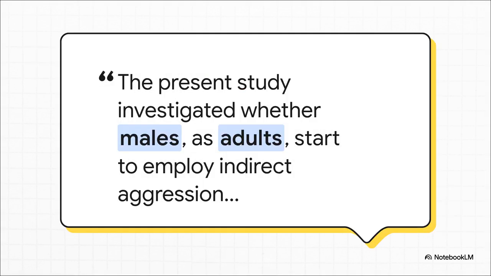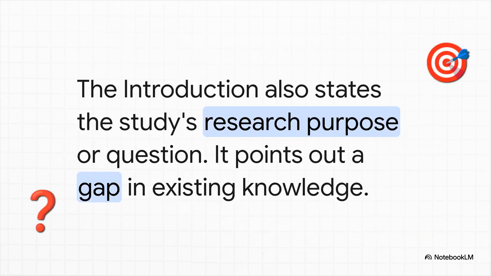Now, after giving us that background, the abstract tells us exactly what this particular study is about. It's pointing out something that we don't know yet from previous research. This sentence is also part of the introduction, but it has a different function. It states the specific research purpose or question. So it asks, does the pattern of aggression from the teenage years change when people become adults? This is the central question the study wants to answer.